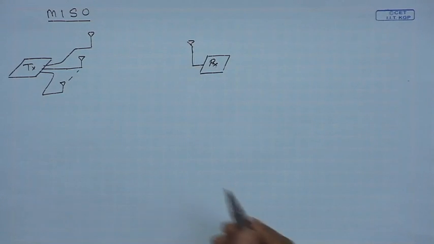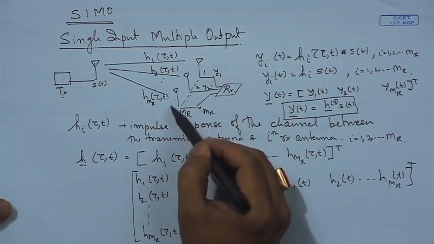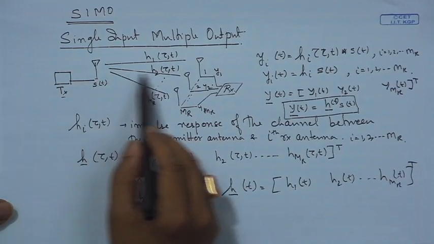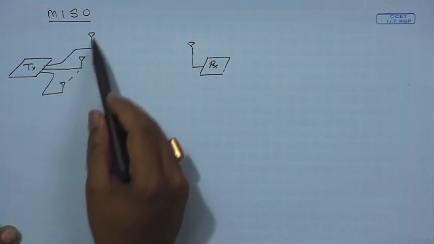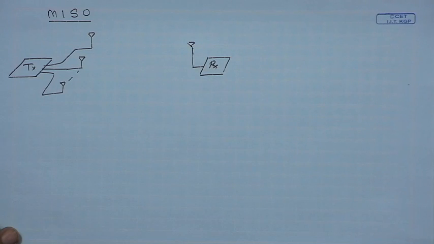Now one example of this could be, if the base station is pretty large, it can hold multiple antennas. This is the mobile which has only one antenna, so this is the uplink direction, and here this is the downlink direction. That means this is the base station with multiple antennas, and this is a receiver with a single antenna. So this could be a potential situation that we could take as an example.